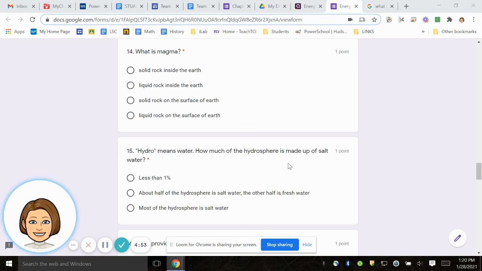Number 15. Hydro means water. How much of the hydrosphere is made up of salt water? Less than 1%, about half of the hydrosphere is saltwater, the other half is freshwater, or most of the hydrosphere is saltwater.